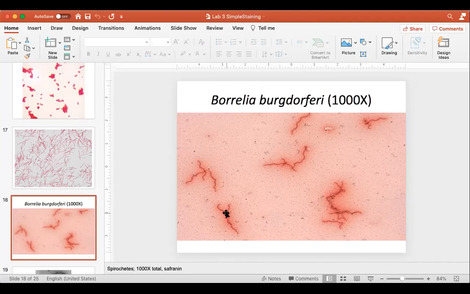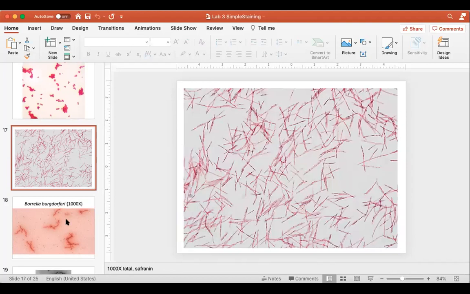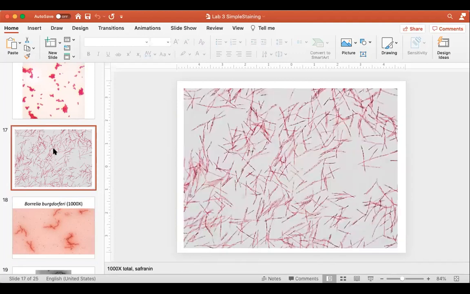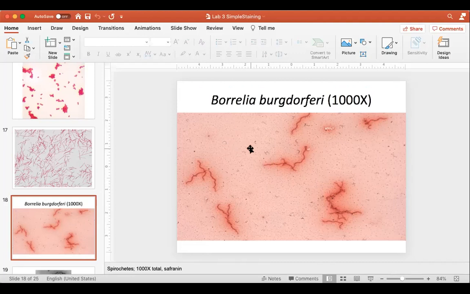Now, this is also stained with safranin, but I want you to notice that unlike this slide, on this slide, the background has turned pink. Do you see that? Remember, direct stains like safranin should only stain the cells and not the slide, but we've got the slide picking up stain here. And that's because this sample is not just from a culture. This sample was taken from somebody's joint. This is actually joint fluid.